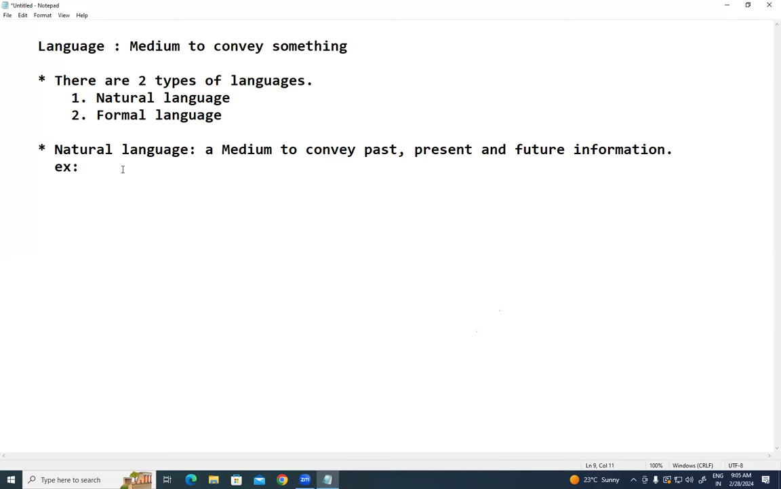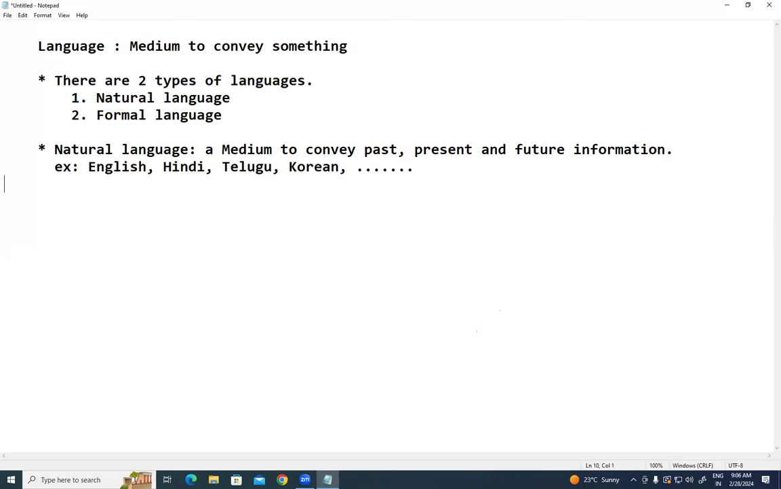Tell me an example. English, Hindi, Telugu, even Marathi, French, Korean, German. Okay, I'm not writing them all. These all come under which category? Natural languages. What's the second category? Formal languages.